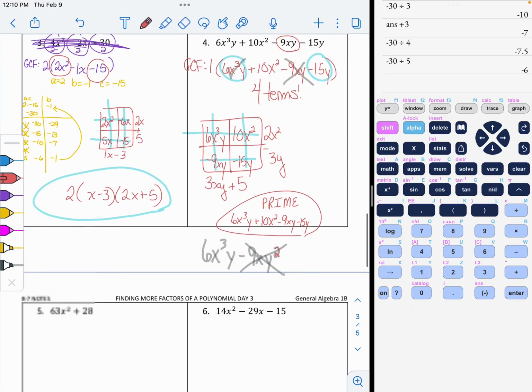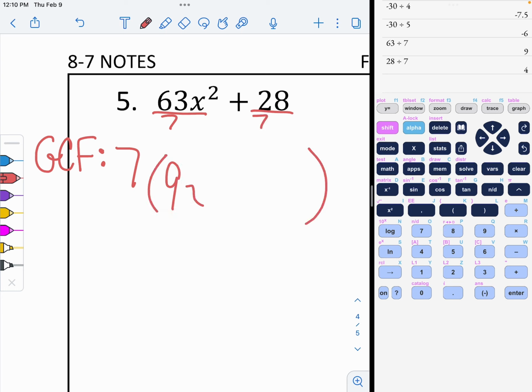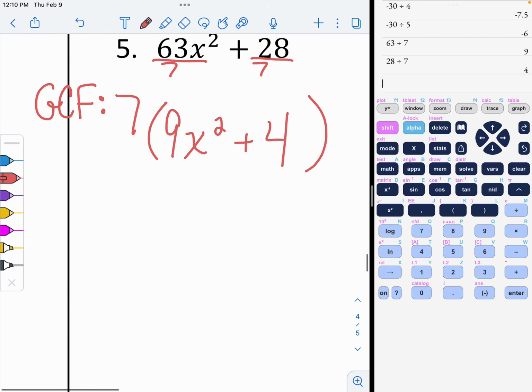Okay, number 5. I didn't like that one. I bet you didn't either. GCF on number 5. What goes? I think 7, right? 63 divides by 7, 28 divides by 7. There it is. So when I divide by 7, and that comes from years of practice, folks. Unfortunately, you're going to have to know your multiplication tables to help you out here. So I am going to go ahead and try to roll with this. I have A as 9, B as 0. Did you remember that? And C as 4.